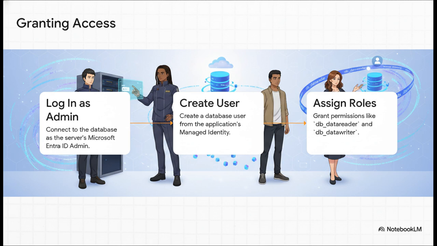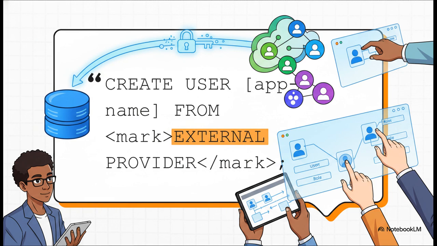Let's see what that looks like in SQL. And here it is. The real magic happens right there in that little phrase, "from external provider." That's the part that tells the database, hey, don't look for a password for this user. Its identity lives outside, over in Microsoft Entra ID. It's that simple. Once you've made that connection, you just add the user to your standard database roles. Our whole goal now is to figure out how to run this exact script automatically every single time we deploy.